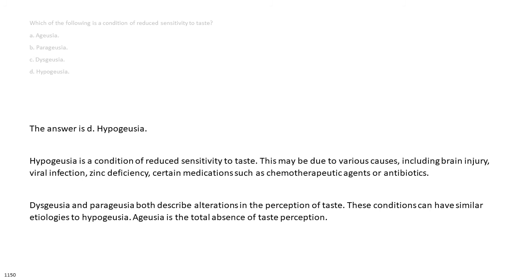These conditions can have similar etiologies to hypogeusia. Ageusia is the total absence of taste perception.